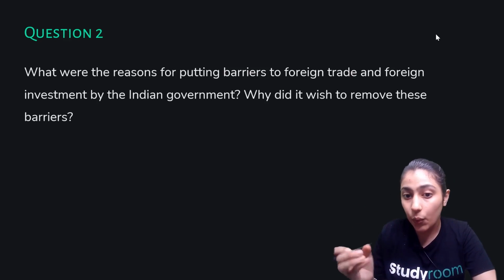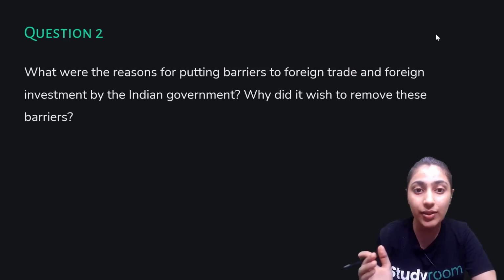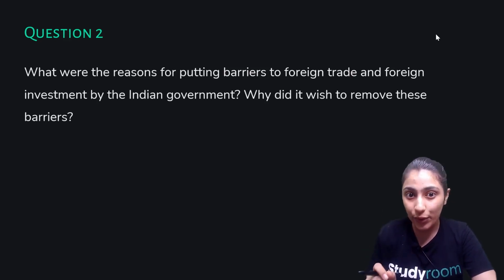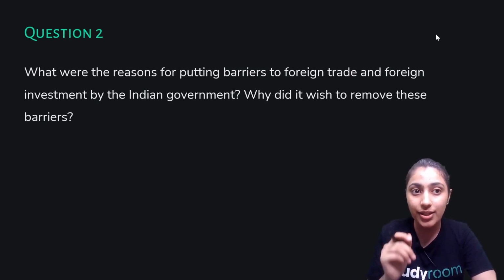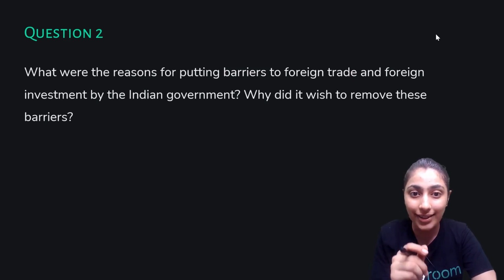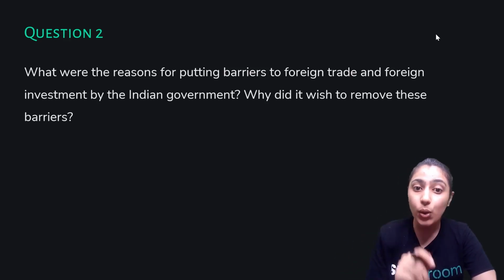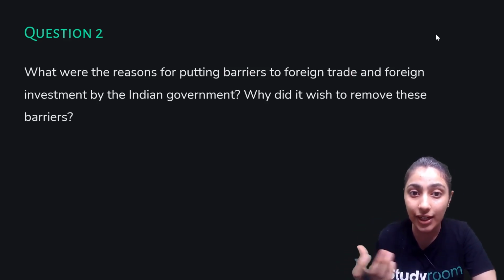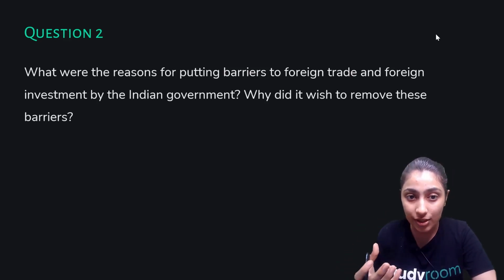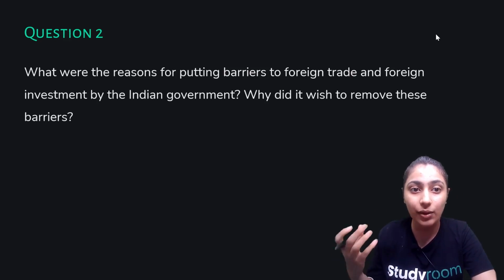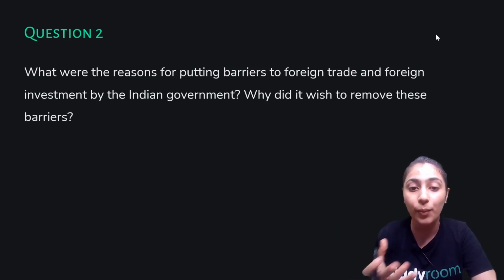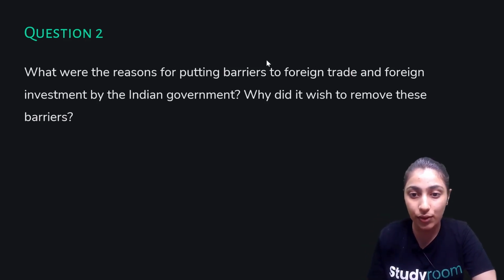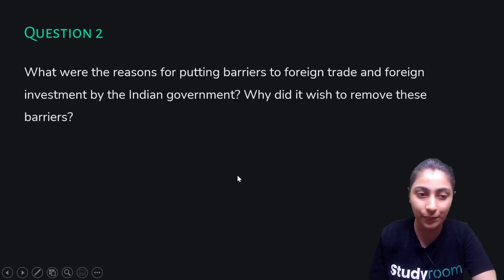And later on, why did they wish to remove these barriers? Because later on they thought that when there is competition, Indian producers actually improve their quality and technology. Also, sometimes they reduce their cost, which again benefits our Indian purchasers who are purchasing the products from the market. So this is the two-way you can answer this question, first half and the second half.